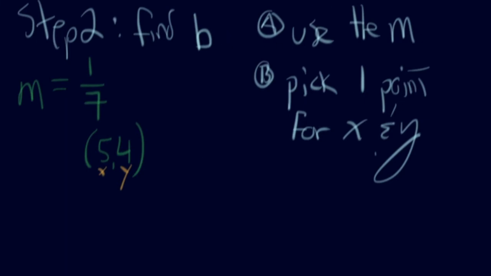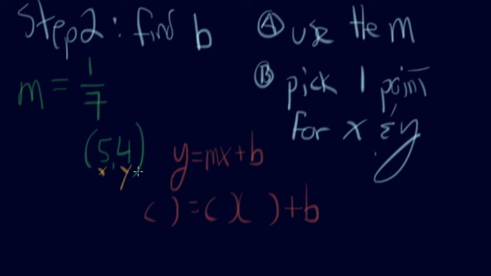Great. So what are you doing with all that? You're going to replace it into y equals mx plus b. So that is slope-intercept form. So y equals mx plus b. I'm going to just use brackets to make this hopefully obvious. And we don't have a b. We're trying to figure out what b is. So now we're going to replace. We have our m, which is 1/7. Our x is 5. And our y is 4.